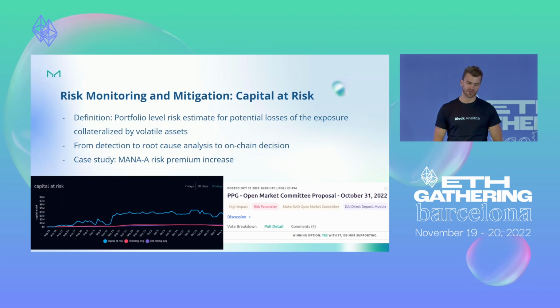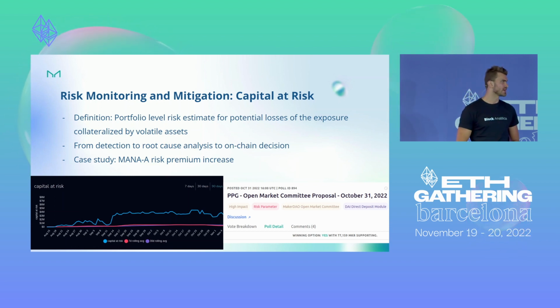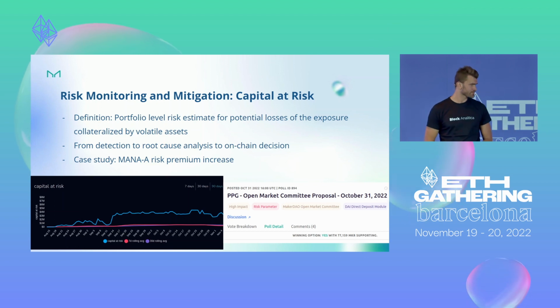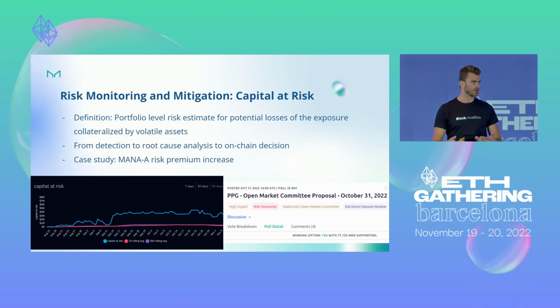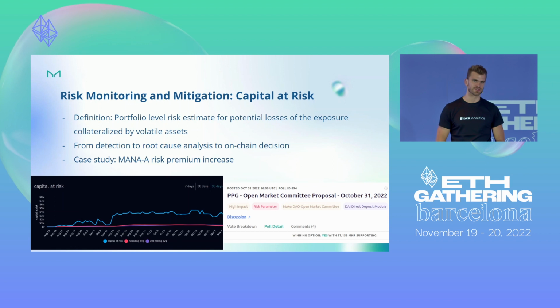We were monitoring the capital at risk metric for MANA-A, and we saw a very rapid increase. Then we dove deeper into why that was, and we noticed that the liquidity had decreased a lot. That's why we surfaced that, and it was translated to an on-chain decision to increase the risk premium and also to decrease the debt ceiling.